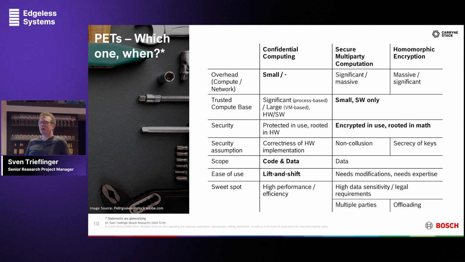So, conclusion: what are the sweet spots for these technologies? Whenever you have high performance and efficiency requirements, and low cost is key, then go for confidential computing. If you have very highly sensitive data or very strict legal requirements, then computing on encrypted data might be a good choice. Secure multi-party computation, if it's multiple parties. Homomorphic encryption, if you are rather thinking about just offloading the computation to another party.